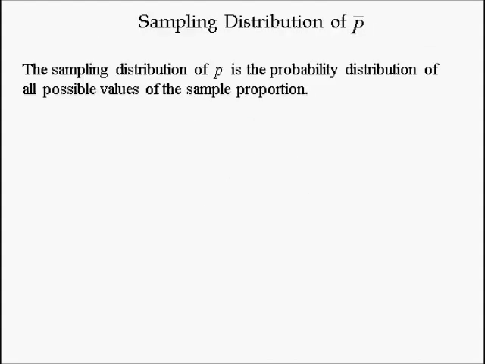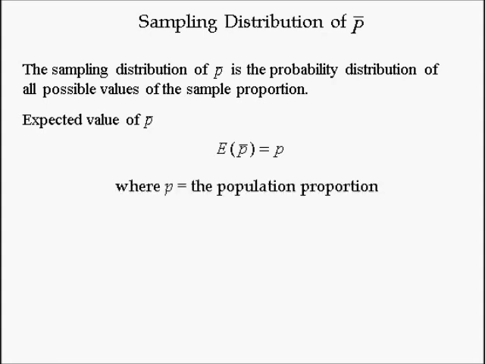The sampling distribution of the proportion P bar is the probability distribution of all possible values of the sample proportion. The expected value of the sample proportion P bar is the population proportion P, where P is the population proportion.